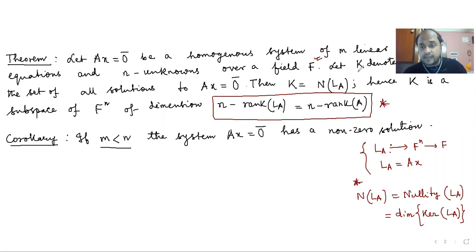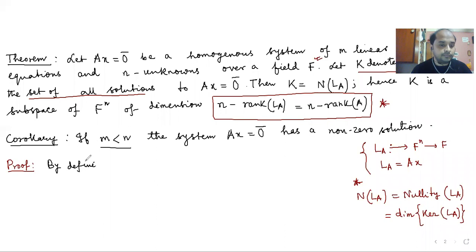Now they have defined K to be the set of all solutions to the system AX equal to 0 bar. So how K becomes N of LA? So let me show this to you. Now, by definition, capital K contains all the solutions of the given system AX equal to 0. So it contains all such vectors small s belonging to the vector space Fn such that AS equal to 0 bar.